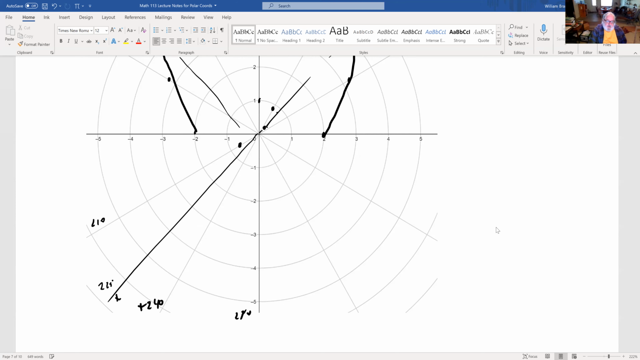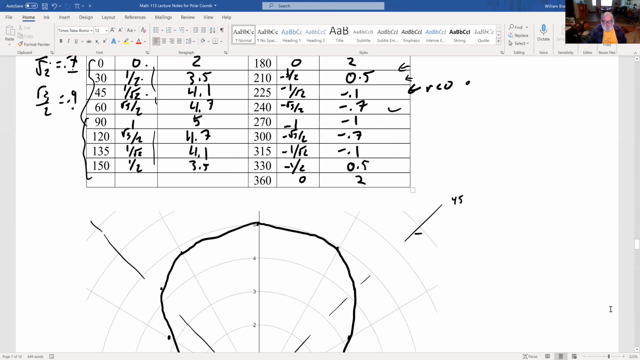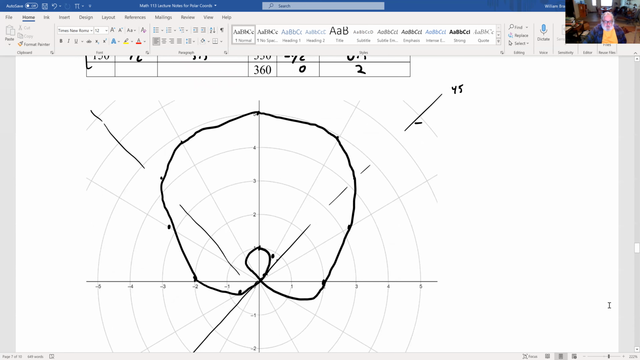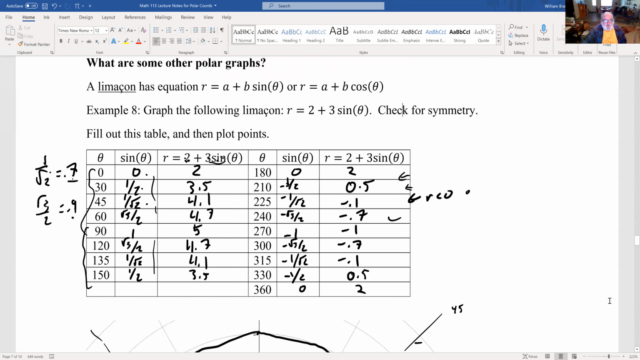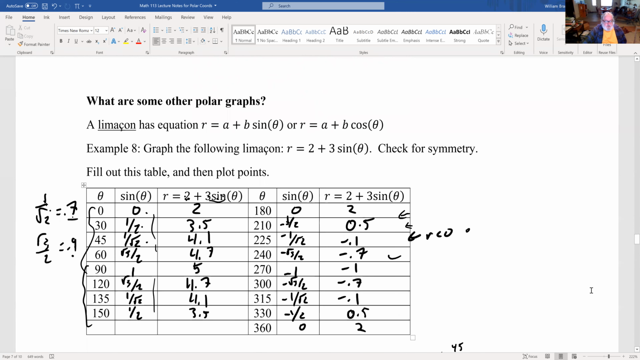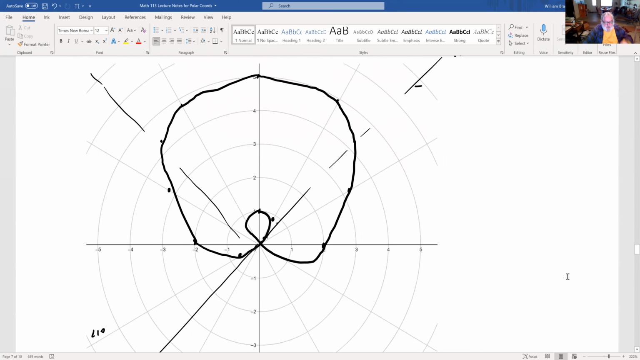So our graph at 180 is here, then we go through the third quadrant, and it loops up like that. And then if you plot the other points, you'll see that it loops back down and around like that. You can plot these other points. So that's the curve we get. It's called a limaçon, which is a French word. And because the r's are negative, you get a little loop in the side.